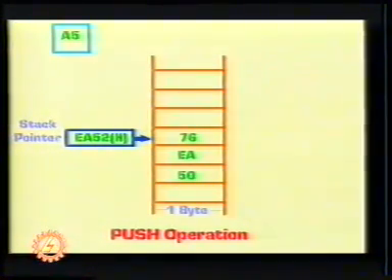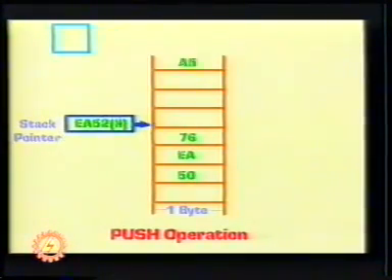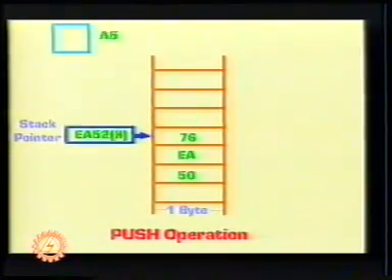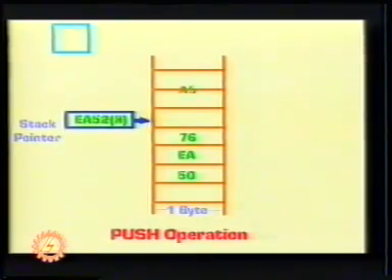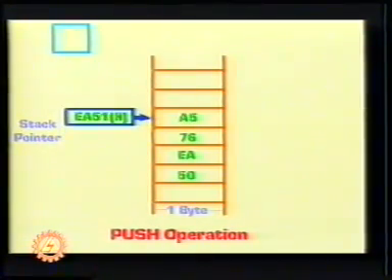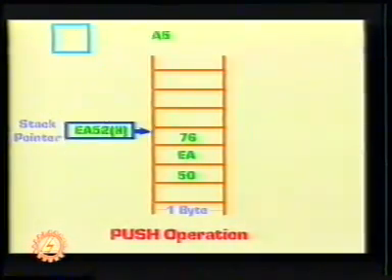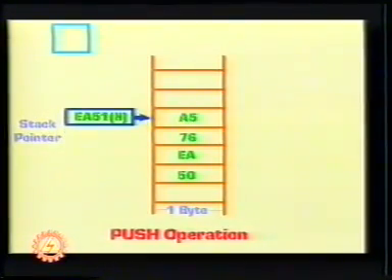EF52. As a new 1 byte data A5 is entered or pushed into the stack, top of the stack assumes a new position, and this is indicated by decrementing the content of the stack pointer by 1. Now, content of stack pointer becomes EF51, and stack pointer points to the data A5.